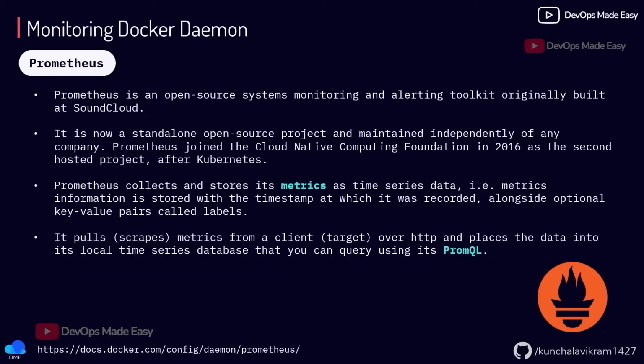What is Prometheus? Basically, Prometheus is an open source monitoring and alerting tool. It was originally built by SoundCloud, but now it is an open source project maintained by the Cloud Native Computing Foundation, CNCF. It is the second project after Kubernetes that CNCF is maintaining.